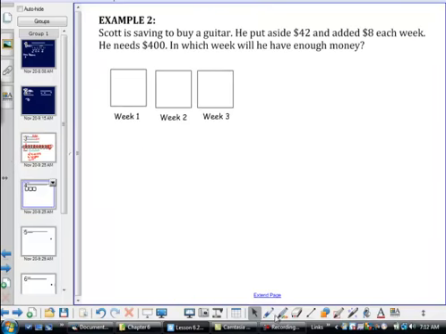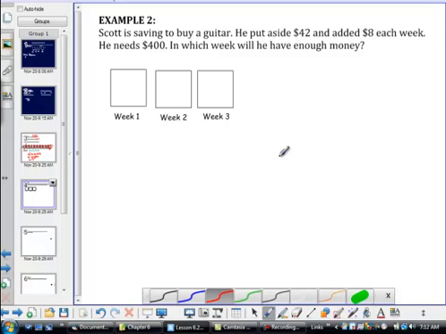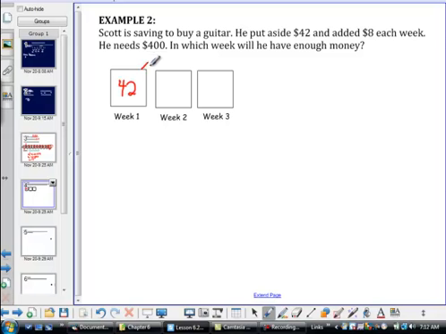All right, example 2, once again, these easy ones, you guys will probably do the recursive till we get you to the hard ones, and then you'll understand the explicit is easier. Scott is saving to buy a guitar. He puts $42 aside, and he adds $8 each week. Okay, so the first week he had $42, and then he adds 8 each week. He needs 400. In which week will he have enough money?